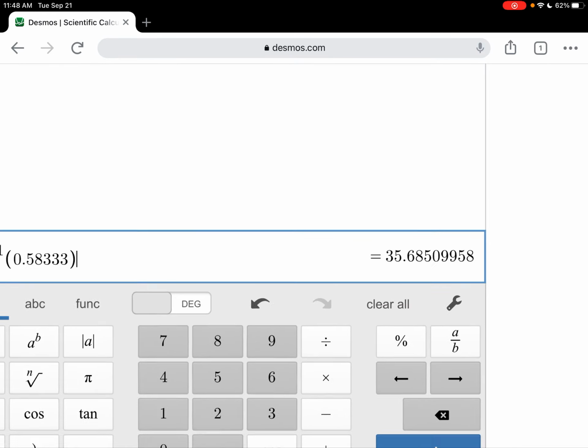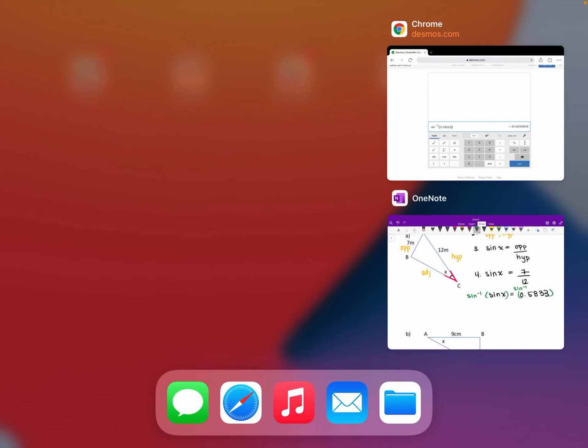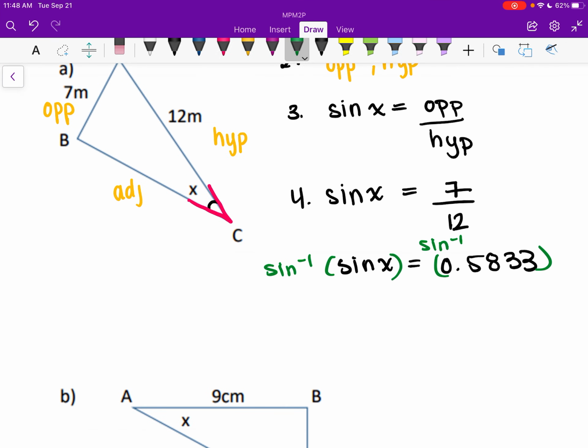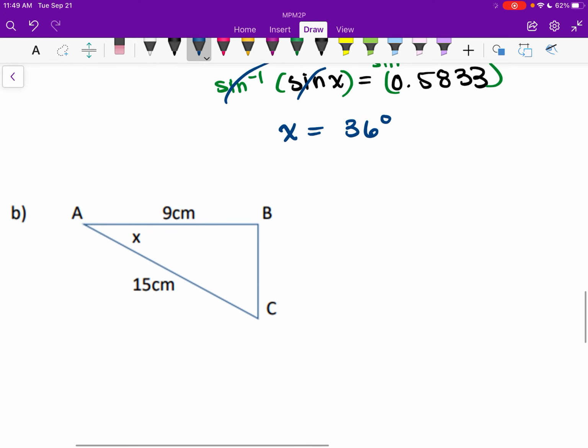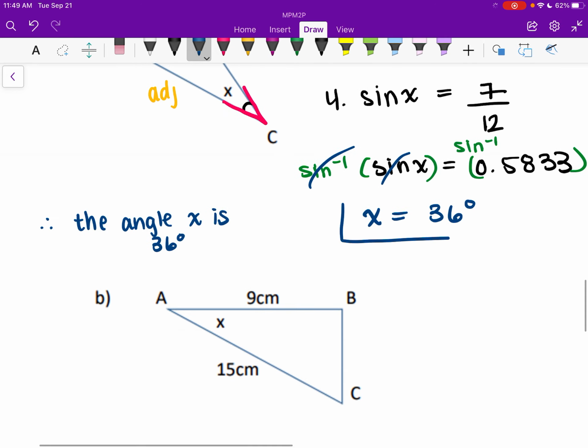It's 35.68. And again, we're going to try to go to the nearest decimal place, or nearest whole number. So instead of 35, it's going to be x is equal to 36 degrees. And we always like to write therefore statements. Therefore, the angle x is 36 degrees. Okay, and that's the answer.